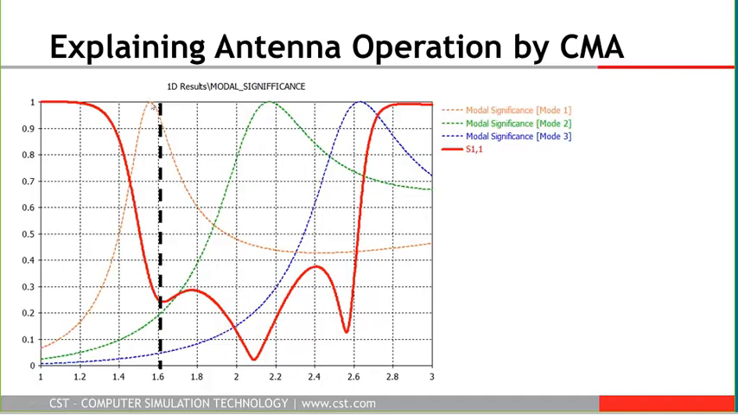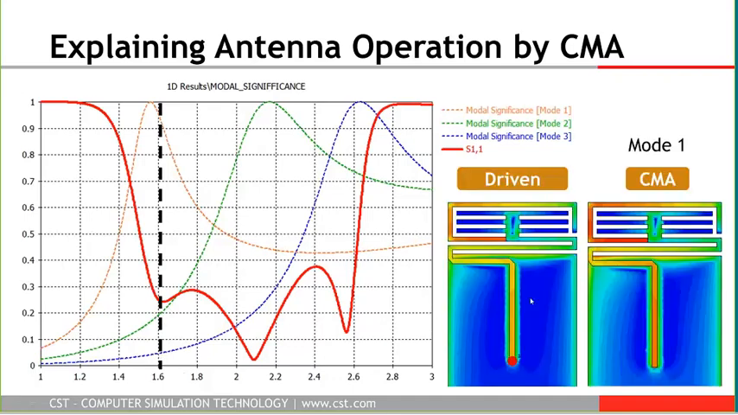To remind you, resonance is occurring when modal significance touches number 1. And I overlaid S11 in a linear scale on this graph. So we have the same frequency range, and at each frequency we can look at the S11 and we can look at the modal significance. At 1.6 gigahertz, we see that the most significant mode is mode 1, but there are also two other modes which are less significant, mode 2 and mode 3.